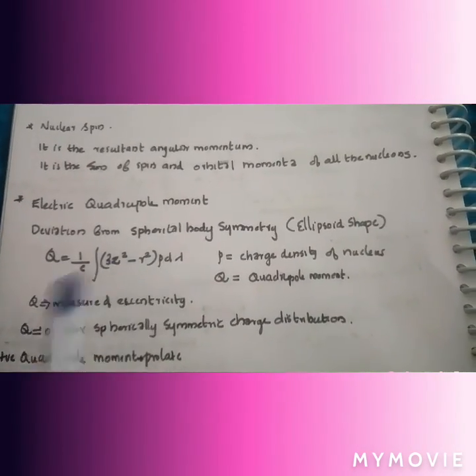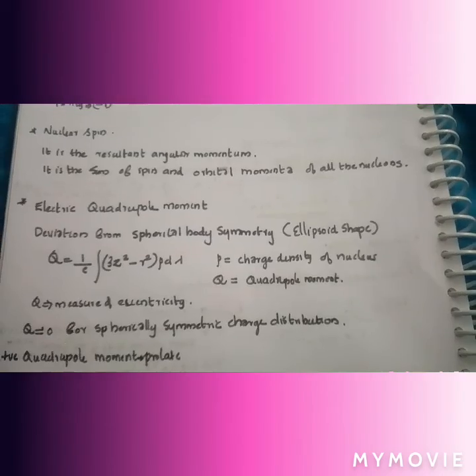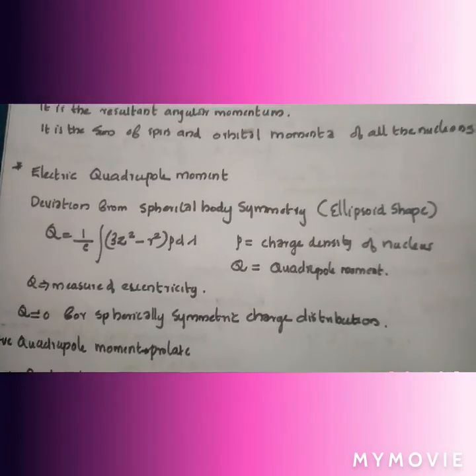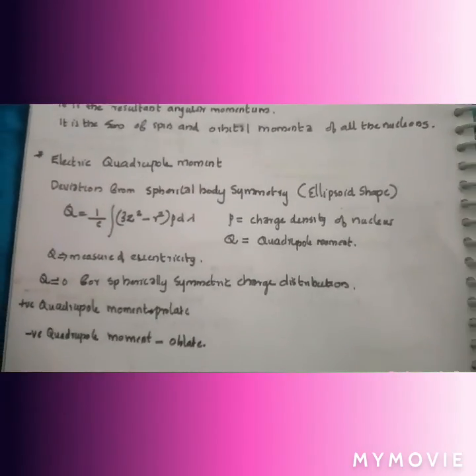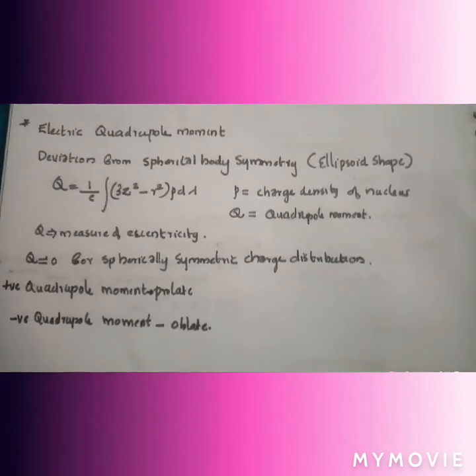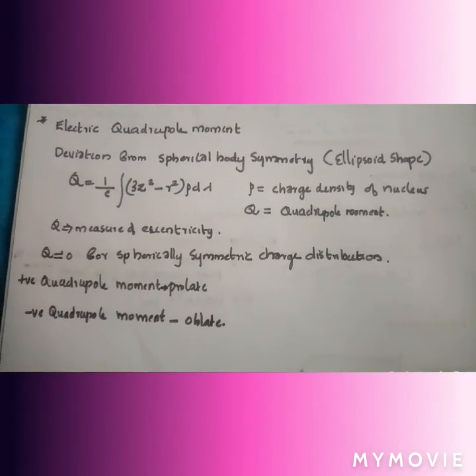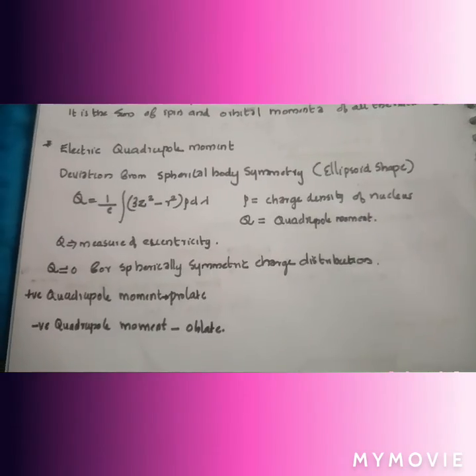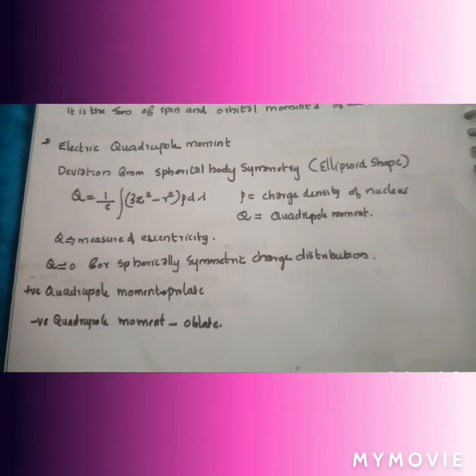Q is also a measure of eccentricity. We know that Q is equal to 0 for a spherically symmetric charge distribution, because spherically symmetric means there is no deviation. So Q is equal to 0. Positive quadrupole moment for prolate, negative quadrupole moment for oblate. 1 by e integral of 3 z square minus r square into rho d tau is the equation.